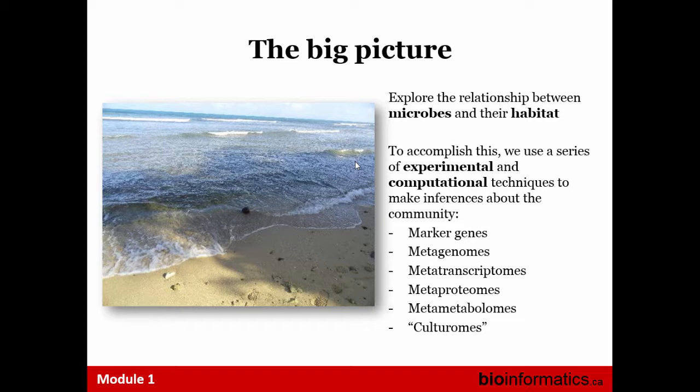Here are six. And actually, here's something that we can do. As I name these, I would like you to put your hands up to indicate whether or not you have done this type of analysis. I think this would be a very interesting survey. So, marker genes. Okay, over half the room. Metagenomes, right? So this is the environmental shotgun type stuff. About a third of you. Metatranscriptomes. Now we can count, right? One, two, three, four. Okay.